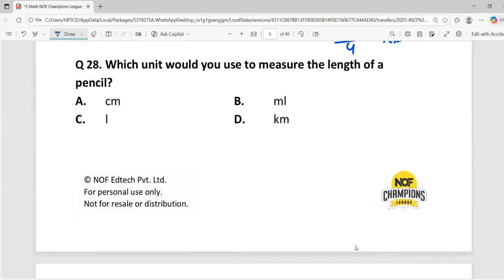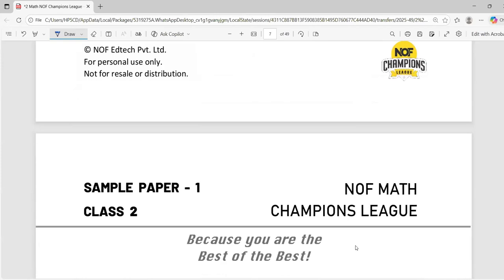Next, which unit would you use to measure the length of a pencil? Now, for the length of a pencil, what will you use? You cannot use milliliter, kilometer, or liter. These are all for liquids and that kind of thing. So centimeter is the correct answer, and hence option A is correct for the 28th question.